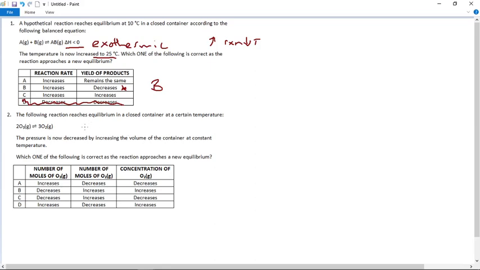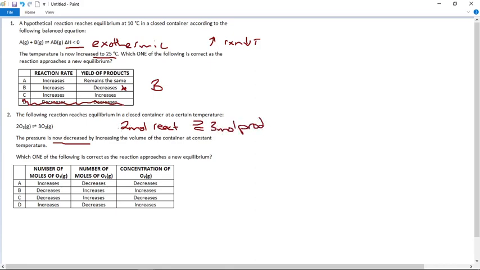The following reaction reaches equilibrium in a closed container at a certain temperature: 2 ozone goes to 3 oxygen, reversibly. The pressure is now decreased by increasing the volume of the container at a constant temperature. Which one of the following is correct as the reaction approaches a new equilibrium? So we've got 2 moles of reactants and we've got 3 moles of products.